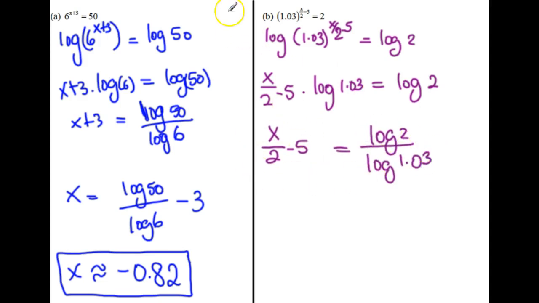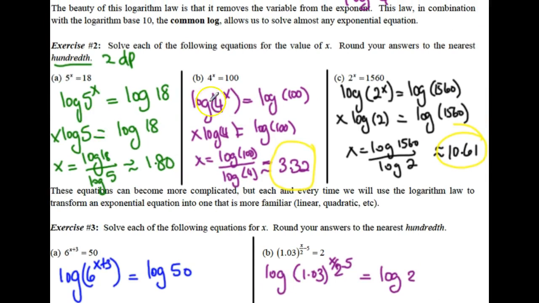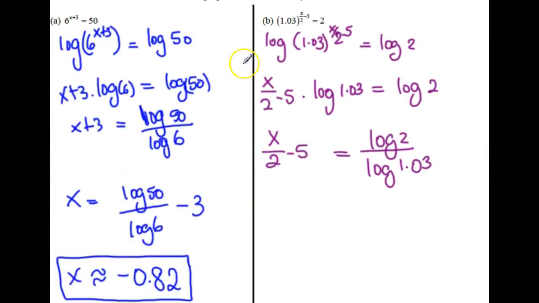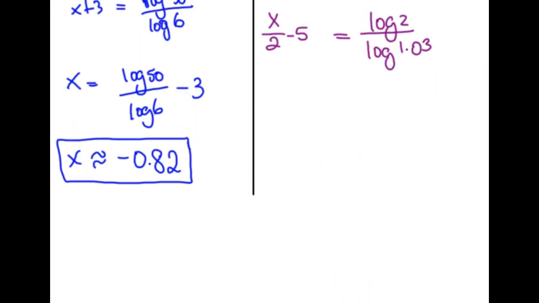But now, this is what we've been doing up here on these examples. But now, I want to do one more step. How do I get x by itself? So the first thing I would have to do is add 5 on both sides.